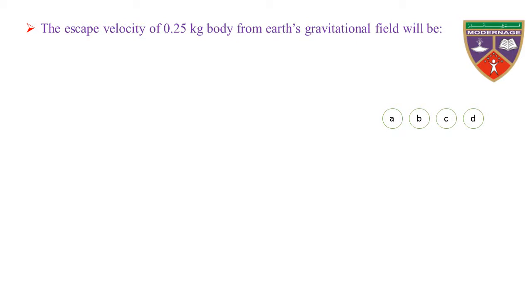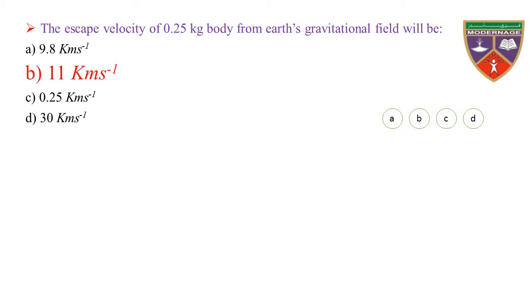The escape velocity of a 0.25 kg body from Earth's gravitational field will be: option A, 9.8 kilometers per second; option B, 11 kilometers per second; option C, 0.5 kilometer per second; option D, 30 kilometers per second. The key is 11 kilometers per second. Therefore, the correct option is B.